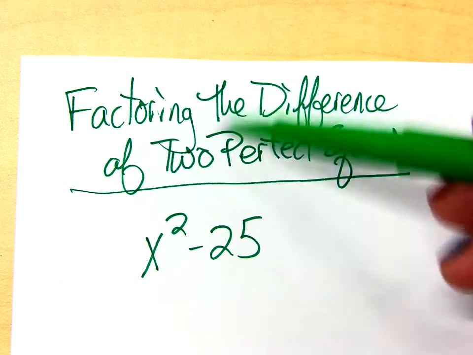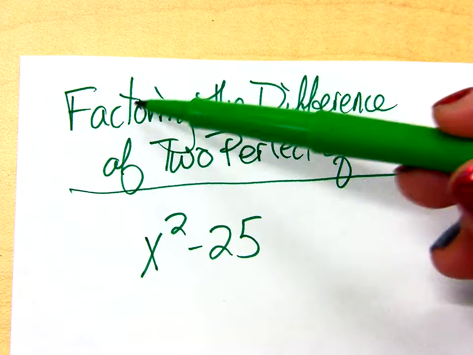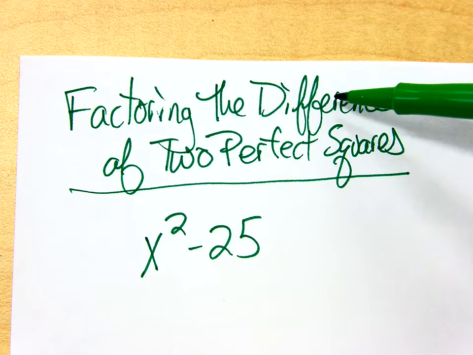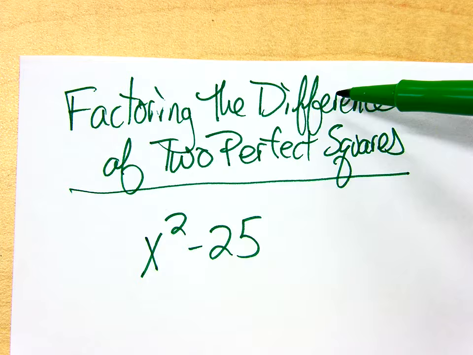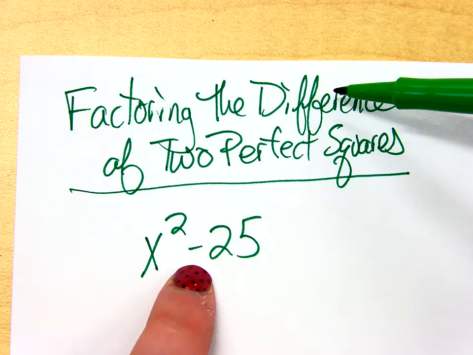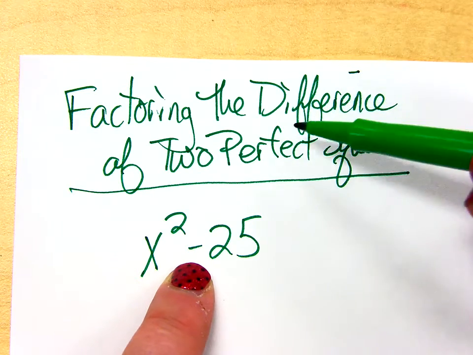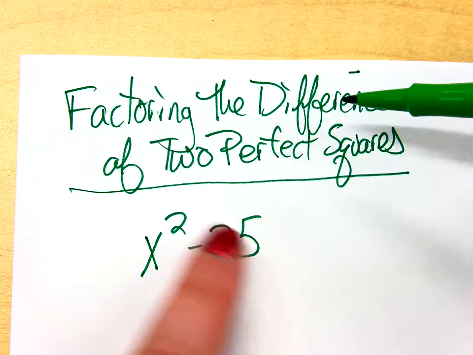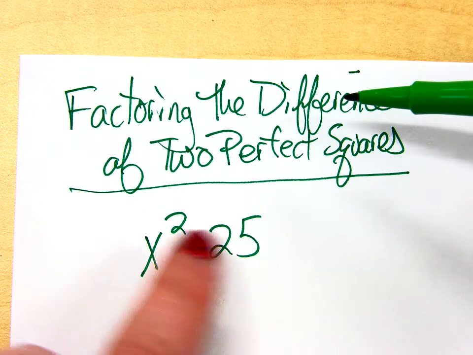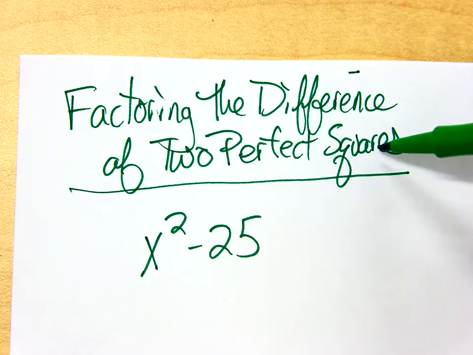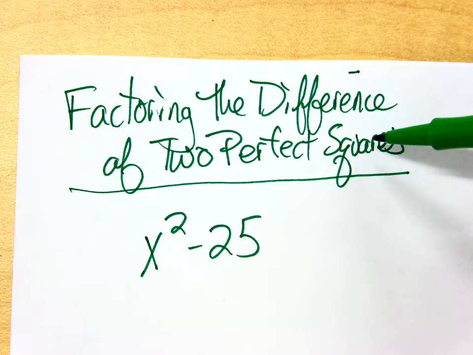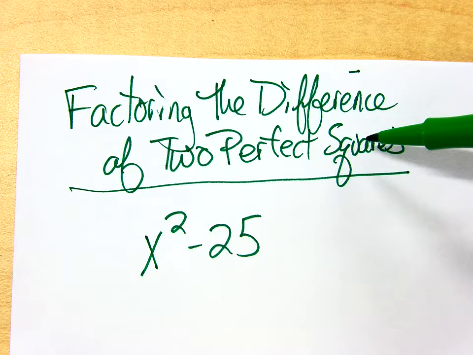First of all, let's break down the topic here. Factoring the difference, what's difference mean? Subtraction, right? So subtraction, oh look, I have subtraction here. So difference means subtraction, so you have to have that. Of 2, so I only have 2 terms here, that's important. Perfect squares. What in the world is a perfect square besides the shape?